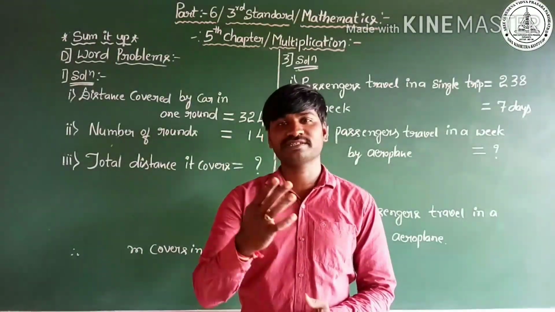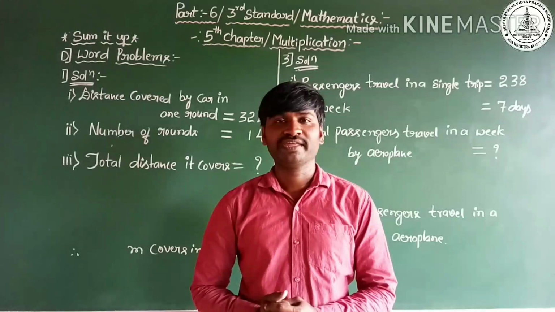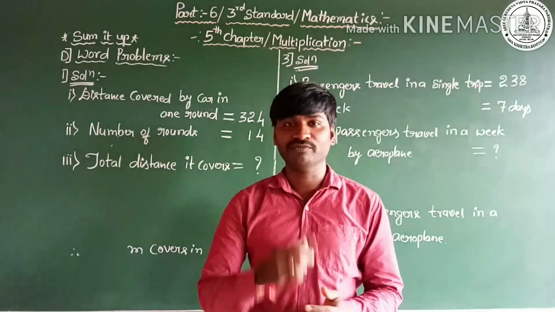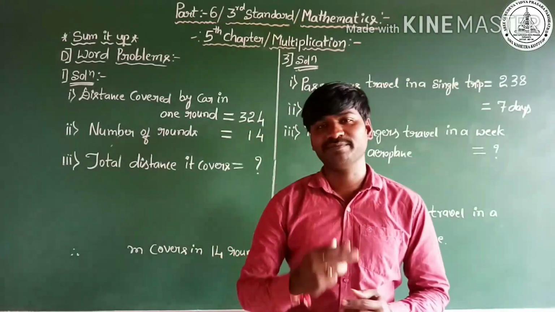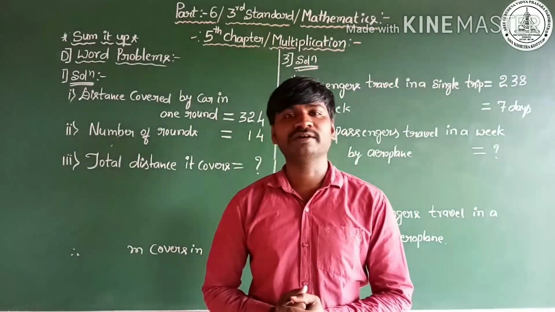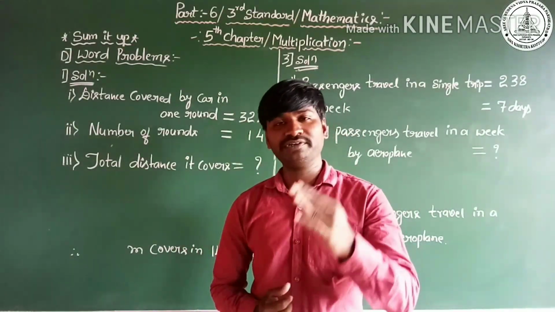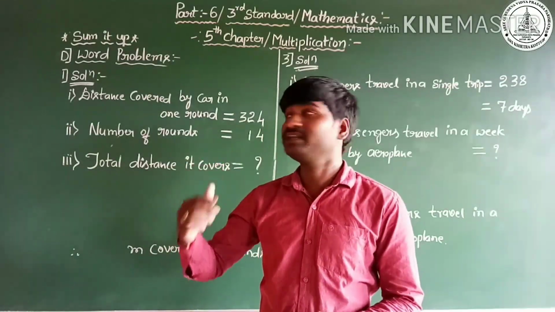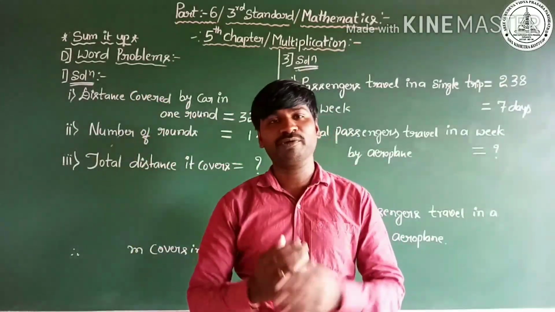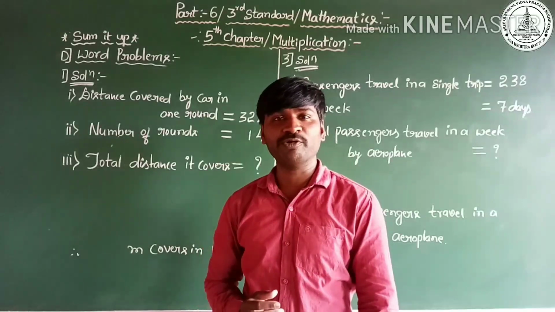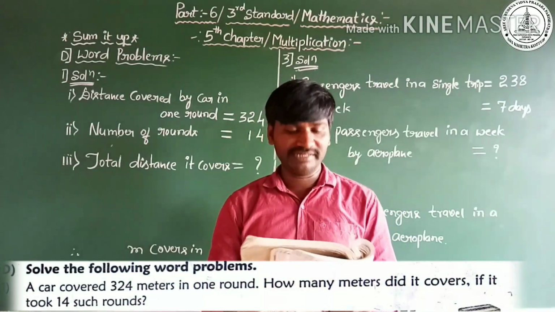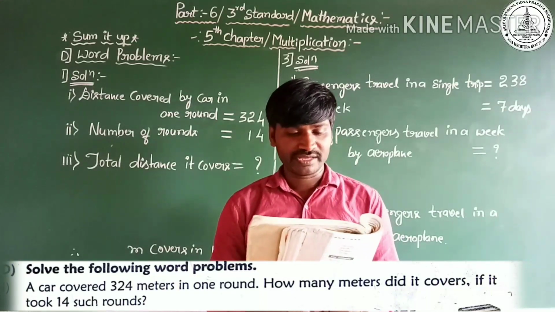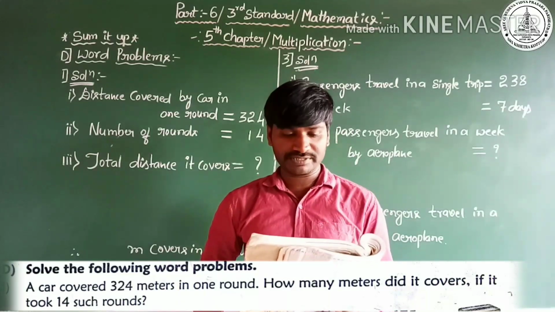Dear student, in the last class we discussed exercise 5.8 word problems and summed up A main, B main and C main. In this section I am going to discuss D main, it means Sum it up D main word problems. Dear student, all of you open page number 147. The Sum it up D main question is: solve the following word problems.